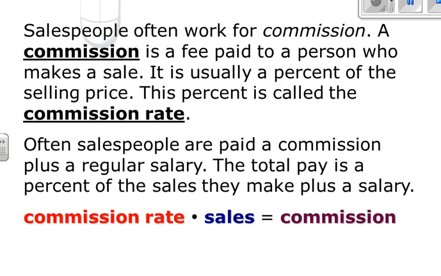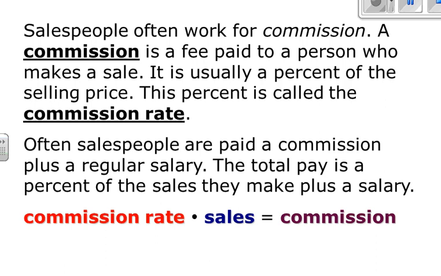Salespeople often work for a commission. A commission is a fee paid to the person who makes a sale. It is usually a percentage of the selling price. This percent is called the commission rate. Often salespeople are paid a commission plus a regular salary. The total pay is the percent of the sales that they make, plus the salary. So, commission rate times sales, plus salary.